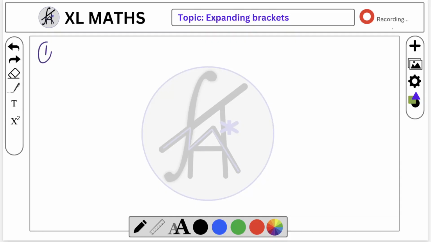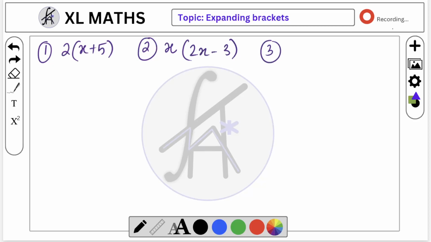Type 1, for example, is 2 outside the bracket, x plus 5. Type 2 is when you have a variable outside the bracket, so x(2x minus 3). The third type could be when you have a variable and constant term together, for example 5x(3x minus 1). The fourth type comes when you have a variable with some power.